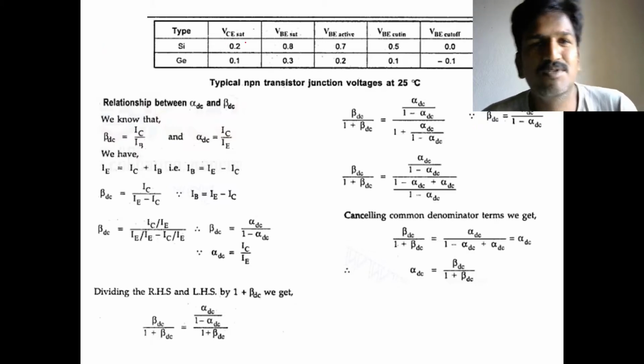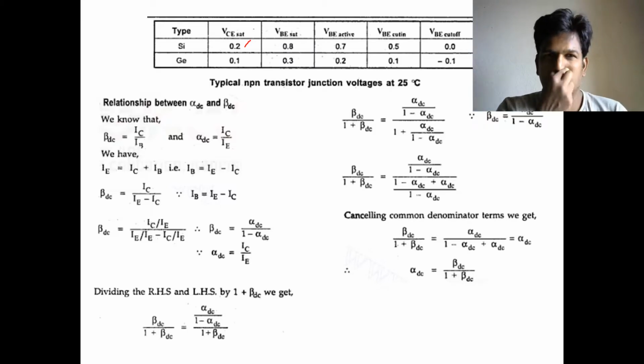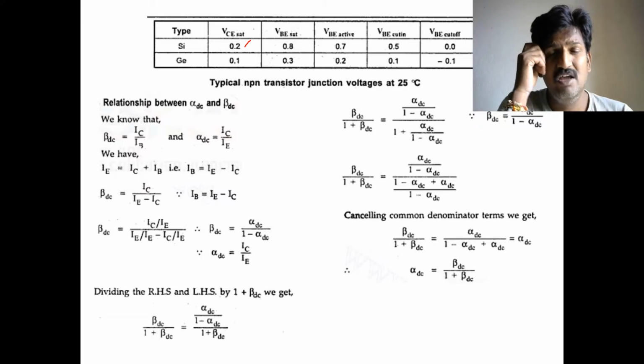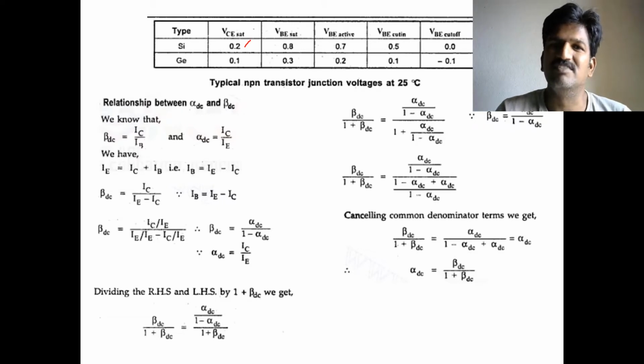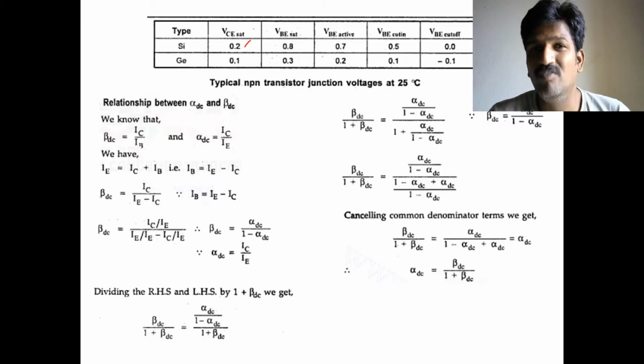Here we have two types of semiconductor materials, silicon as well as germanium. For silicon, VCE saturation, the collector to emitter voltage in saturation, is 0.2. For germanium, 0.1. VBE saturation is 0.8 for silicon, 0.3 for germanium. VBE active is 0.7 for silicon, 0.2 for germanium. VBE cut-in is 0.5 for silicon, 0.1 for germanium. VBE cutoff is 0 for silicon, minus 0.1 for germanium.